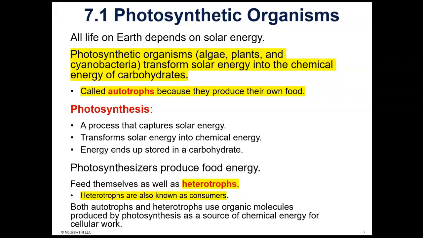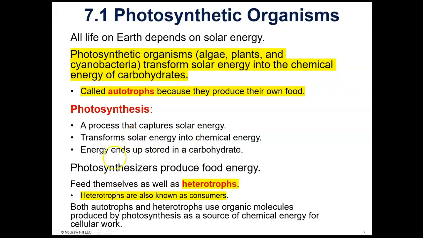So all of these organisms can carry out photosynthesis, and that means they transform solar energy or sunlight into chemical energy in the form of food, and that kind of food is called carbohydrates. A lot of times we oversimplify and say that it's glucose, but there are other forms of carbohydrates besides glucose, like starch, for example. Now, photosynthetic organisms are called autotrophs because they produce their own food. So they're autotrophs that produce their own food by the process of photosynthesis.